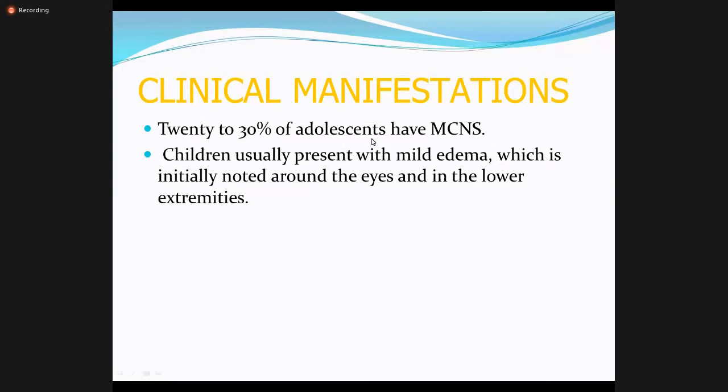Children usually present initially with edema, which is initially noted as periorbital edema and in the lower extremities. That is typically going to progress with time. This is a typical picture of nephrotic syndrome: periorbital edema, abdominal distension, abdominal wall edema, and edema over the limbs, lower limb and upper limb also.